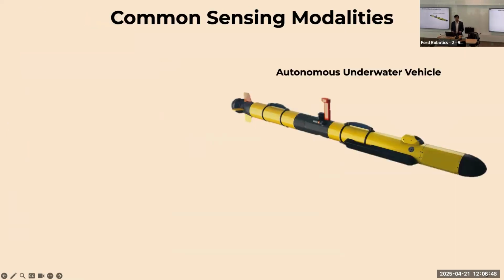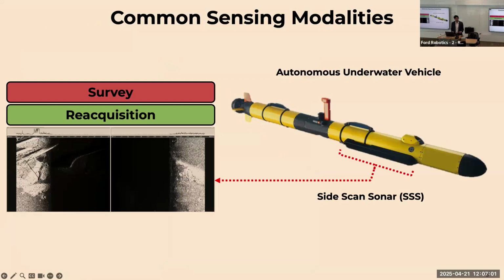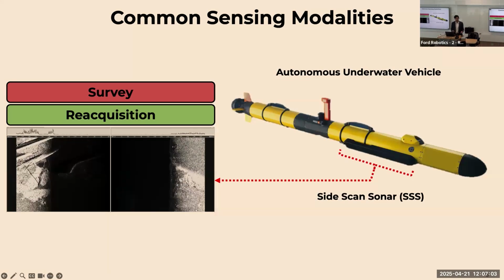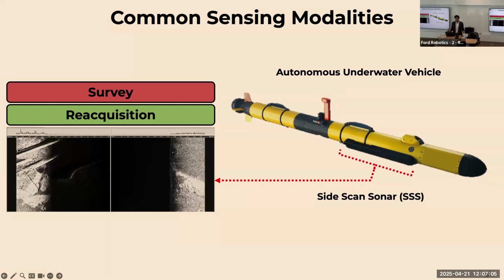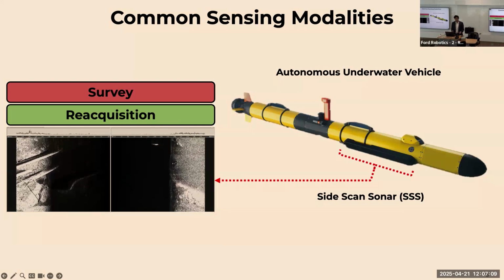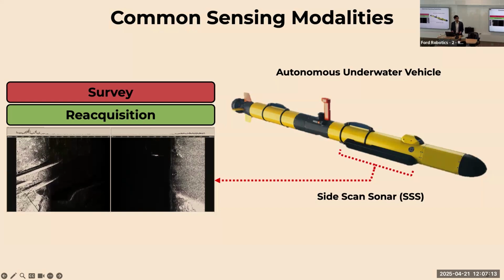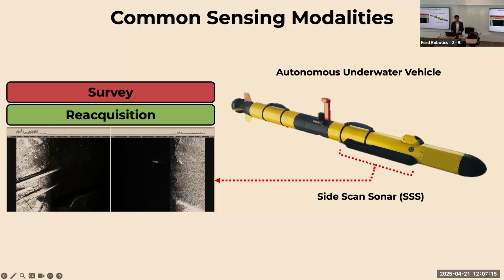So I just want to go over some of the common sensing modalities so we're all on the same page. Torpedo-style AUVs, like the Iver 3 shown here, are equipped with a variety of sensors. The primary one we'll be focusing on is side-scan sonar, an example of which is shown here. This is primarily used for the survey and reacquisition steps due to its long range and the fact that it can be deployed very easily. Side-scan sonar is a single intensity image of acoustic returns in what is called a waterfall image, and it gets accumulated as the vehicle travels over the terrain.